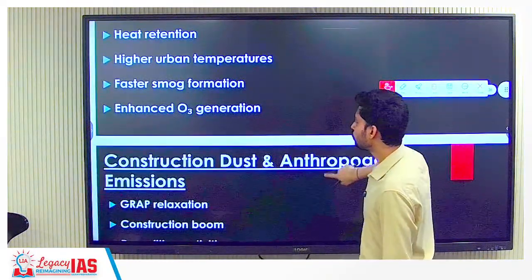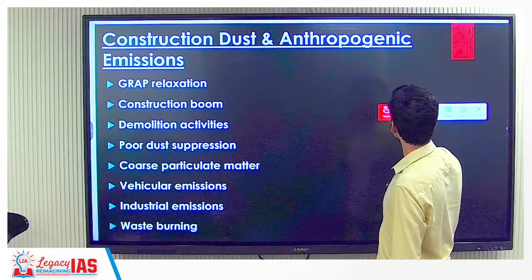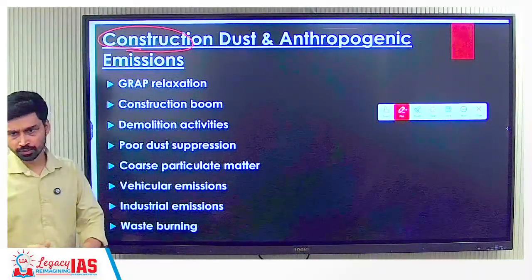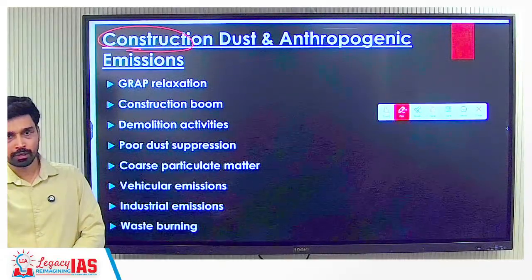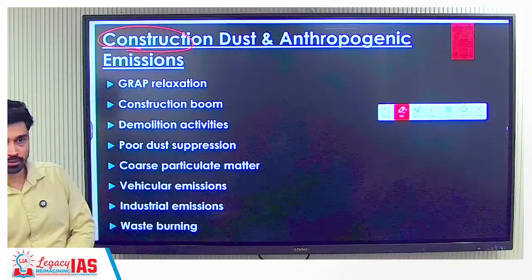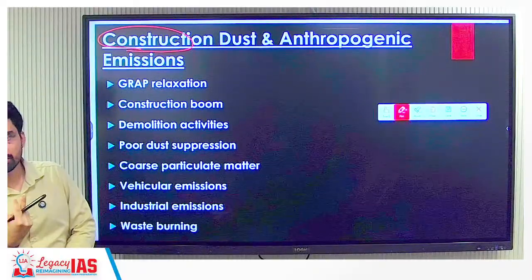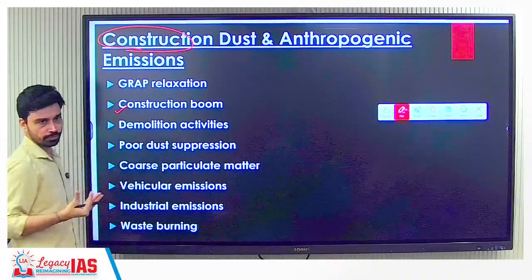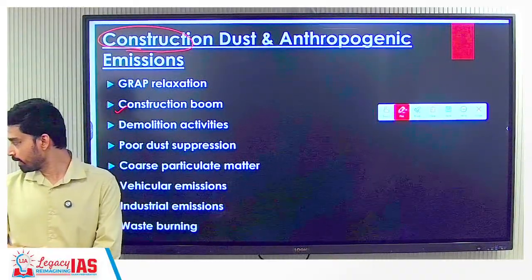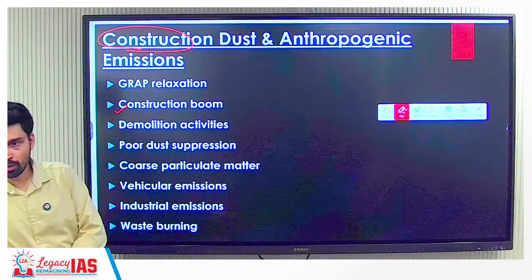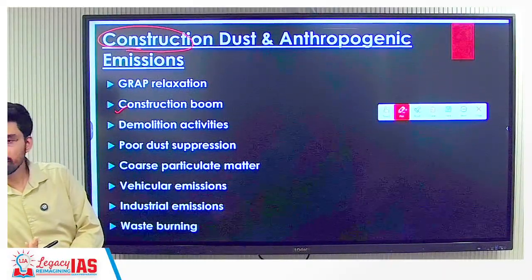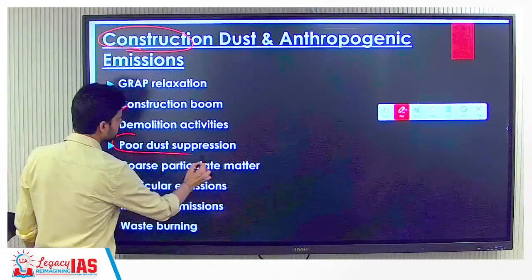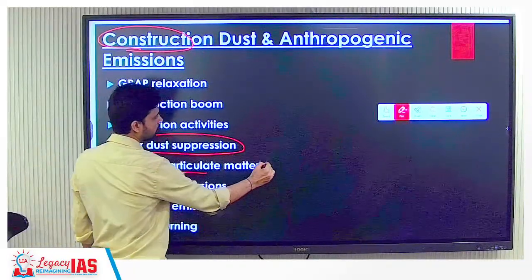Then coming to the other factor, construction dust and anthropogenic emission. Construction activity is not very strictly regulated in almost all the cities of India, because when you are having construction, you need to properly cover the construction areas. You have to continuously sprinkle water so that all this dust that is generated does not wander around in the atmosphere. Construction activities are booming because the majority of people from rural areas are now migrating to urban settlements in search of jobs. So housing demand is very high. Infrastructure development is similarly going on at rapid pace in almost all the cities of India. So demolition activity is going on, poor dust suppression, coarse particulate matter. Here again, the same thing we have studied before.